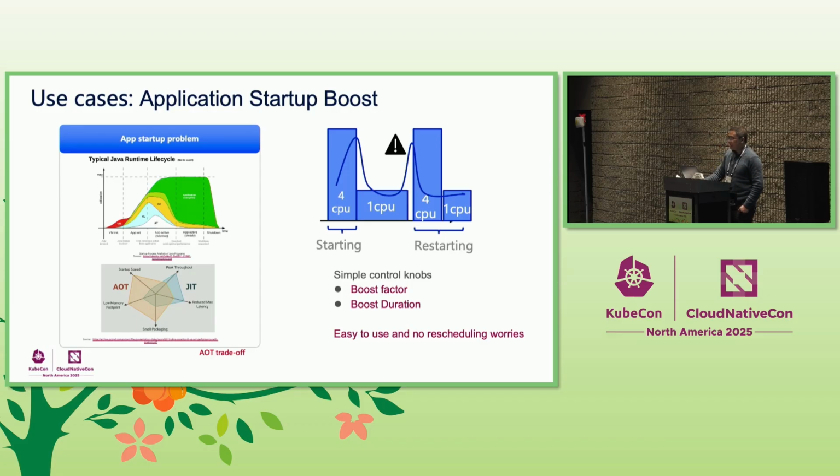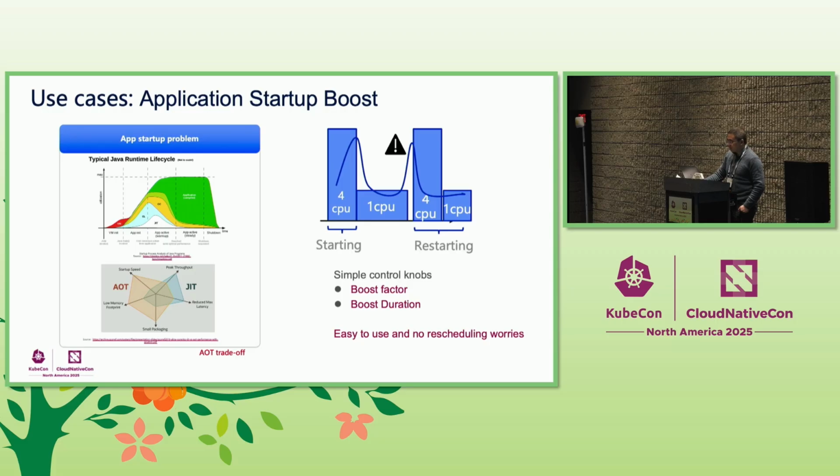The Java community has tried very hard to solve the problem. They have tried to compile the bytecode ahead of time. However, compared to just-in-time compilation, it often comes at the cost of degraded peak throughput and latency. While using in-place resizing, one can increase the application CPU in the webhook, and when the startup finishes, one can scale the CPU down in a controller. One can also watch for a possible restart event of the container and scale the restarting container up again.